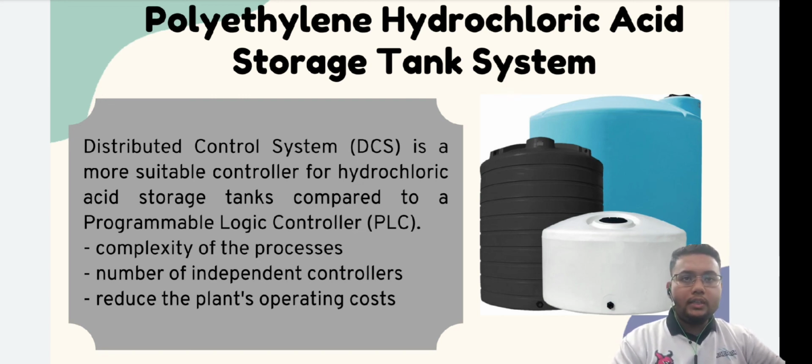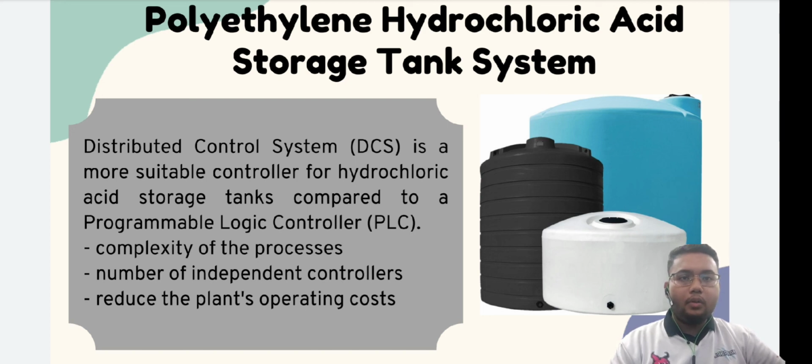Our group chose DCS for the hydrochloric acid because it is a more suitable controller than the PLC. The reason is due to the complexity of the process. DCS is better to suit the program to the hydrochloric acid storage tank because DCS provides a variety of algorithms, more common application libraries, pre-tested and predefined functions to deal with the complex system. And then we choose DCS to monitor plant equipment.